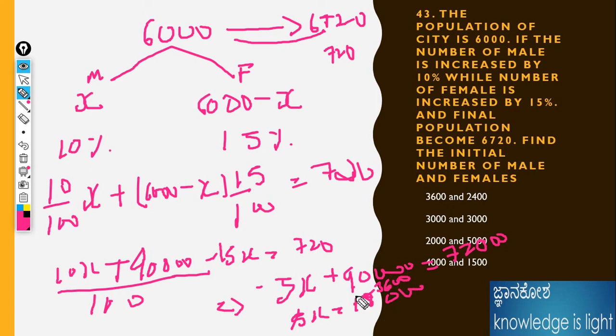So the male value is 3,600. Then what is the female value? 6,000 minus 3,600, that should be 2,400. That is the female. This is the long procedure when you write. If you know the base, this is the basic.